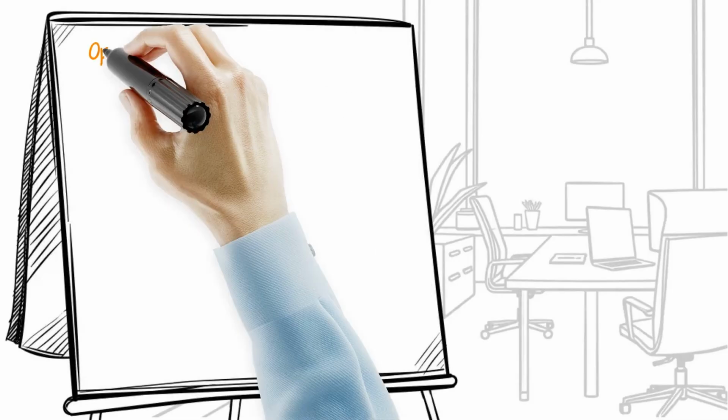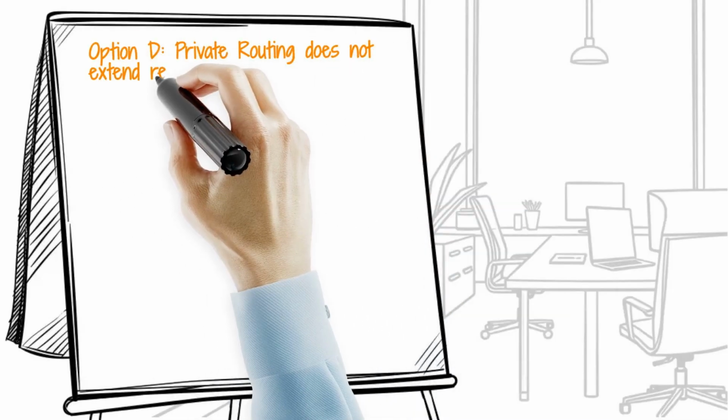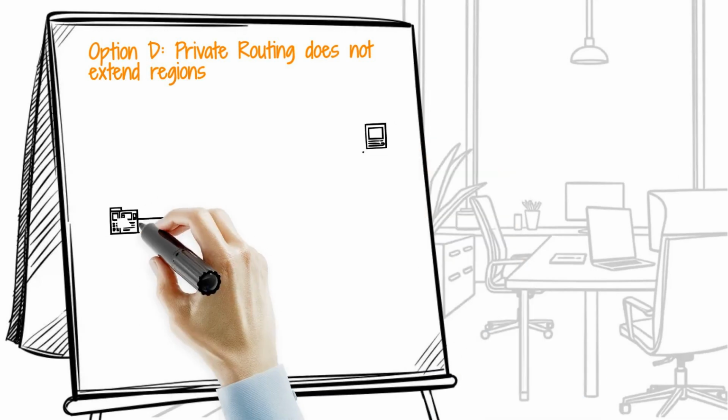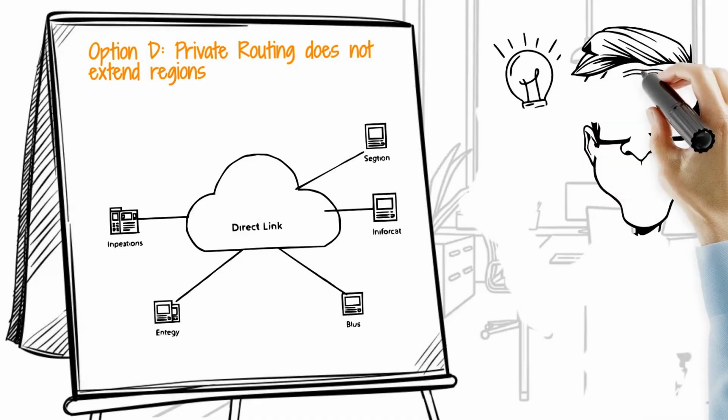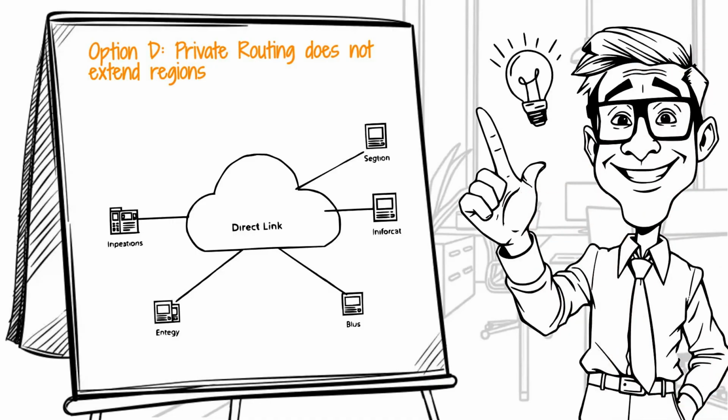D. Private routing option. While Direct Link provides private routing by default within the local market of your connection, private routing option is not the specific feature that extends this connectivity to multiple regions. That's the role of global routing.